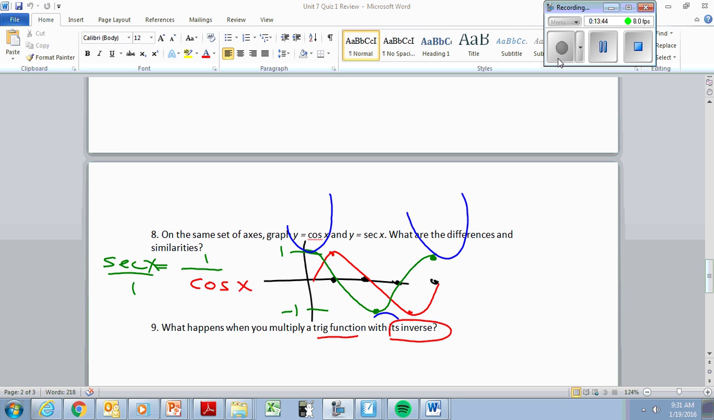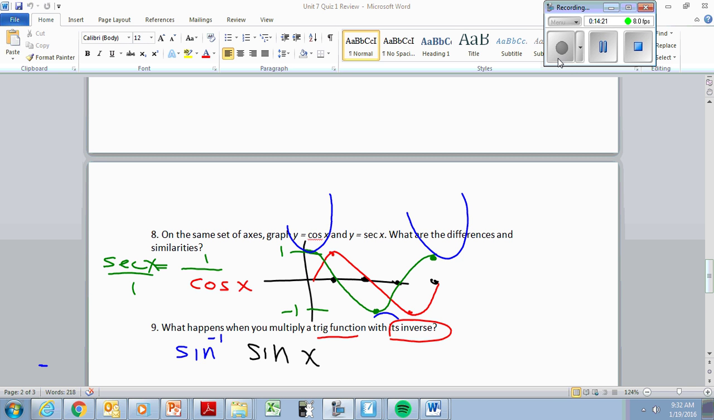Let's show it. Say you have cosine. We did cosine above. Why don't we do it with sine so they know it works both ways? Say you have sine x, and I'm going to multiply sine x with its inverse. Can someone tell me one way to write the inverse of sine x? Sine to the minus 1, or arcsine. Either way, you can say it. So I'll do both versions.